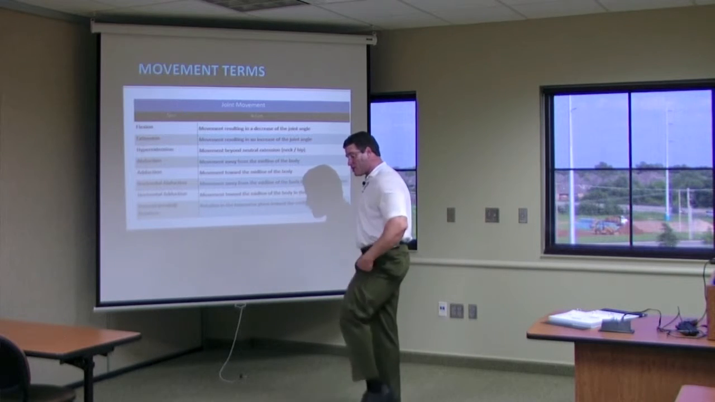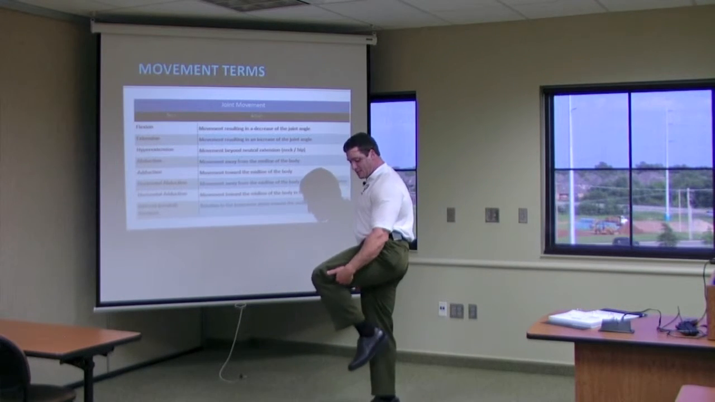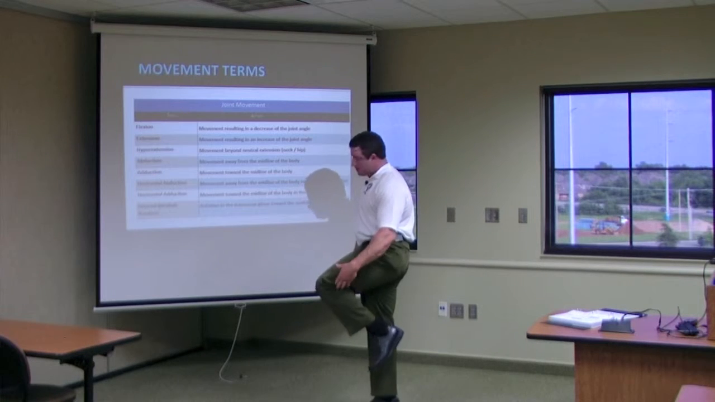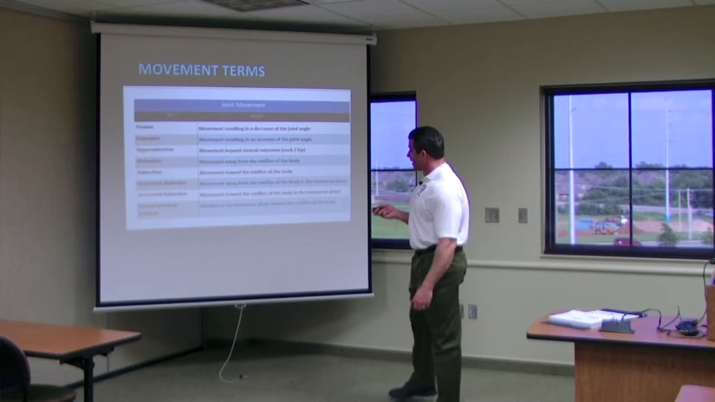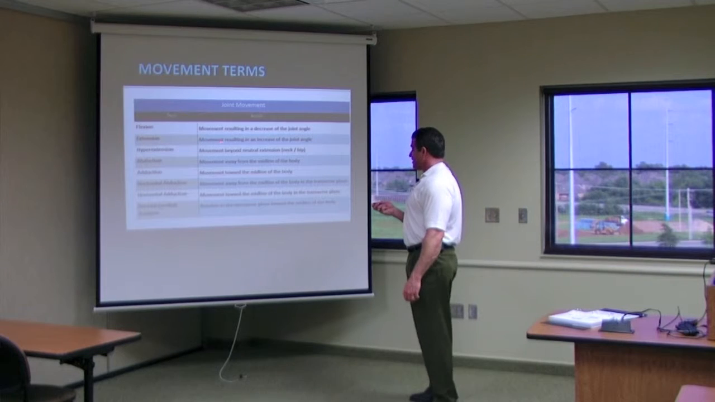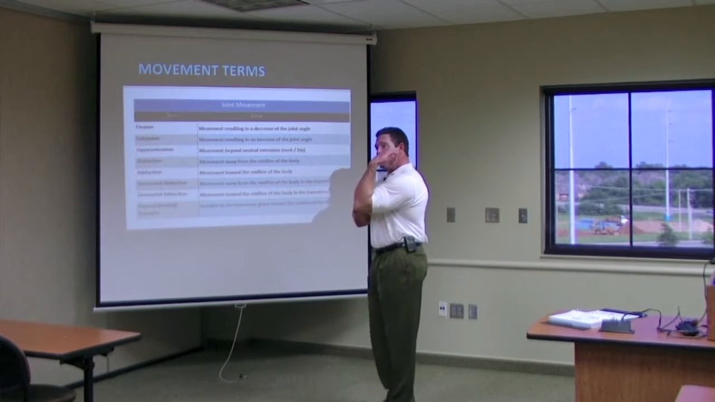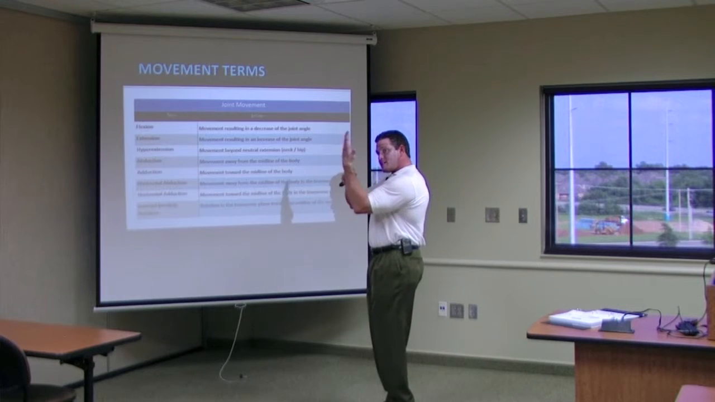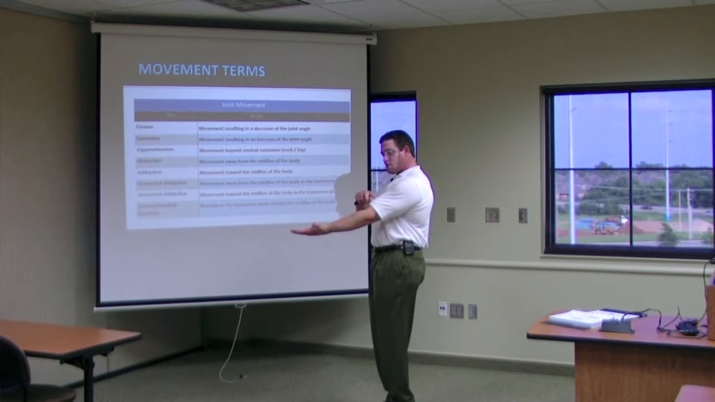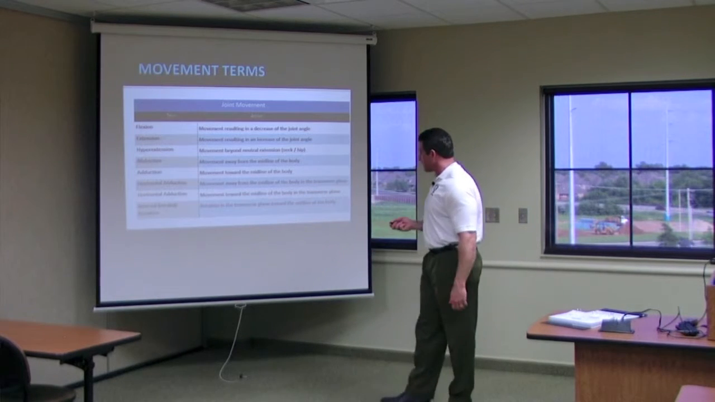Same thing with the knee joint. If I take my knee and I bend it, I decrease the angle right here, that is going to be flexion of the knee. As opposed to extension, which is resulting in an increase of the joint angle. So referencing the elbow, if I was to extend my elbow, I just increased this angle right here. So that would be extension, okay?